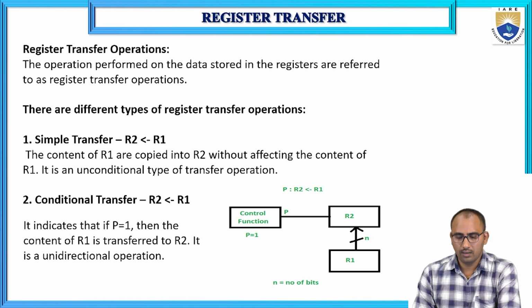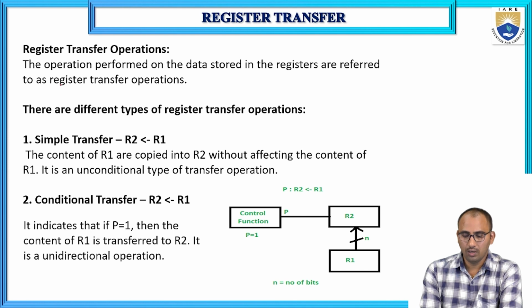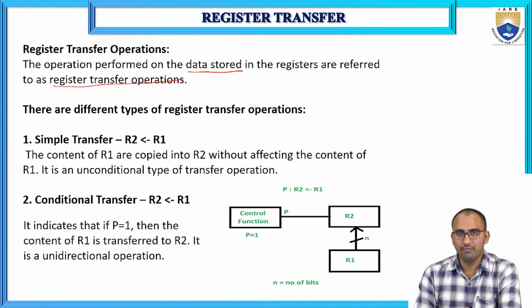And coming to the register transfer operations. Already we know what a micro operation is. The operations performed on the data stored in registers are referred to as register transfer operations. Basically we have three types of register transfer operations: simple transfer, conditional transfer, and simultaneous transfer. So these are the three different register transfer operations.